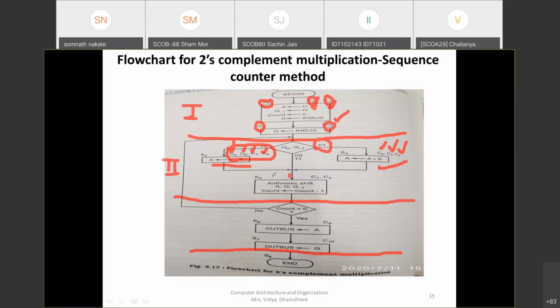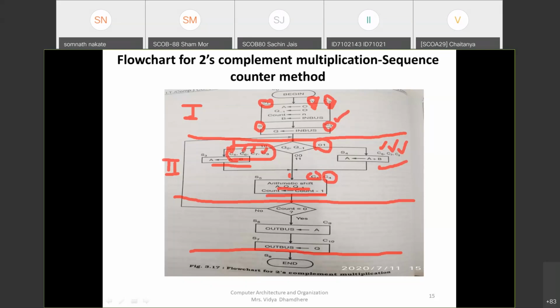In the second phase itself, it is written that the arithmetic right shift operation of register A, Q and Q minus 1 is performed, as well as the counter should be decremented by 1. For that, again the counter values C1 and C4 are set. So these many control signals are generated in the second phase if you want to implement Booth's multiplication algorithm in a hardware control unit. So how many control signals are generated? In case of subtraction, 4 control signals are generated. In case of addition, 3 control signals are generated.